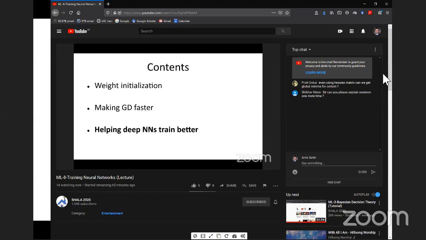There is a question. Pratt Sukha is asking, even using the Hessian matrix, can we get the global minima for certain? No, we cannot get the global minima for certain, even when we use the Hessian matrix, because this is not guaranteed to be a convex function. The loss is not guaranteed to be a convex function.